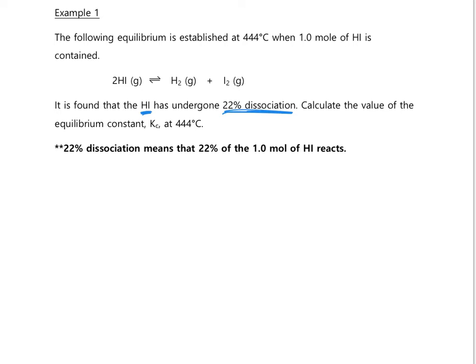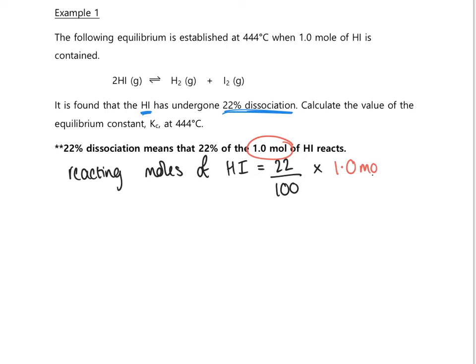So our reacting moles of hydrogen iodide are going to be 22% of the initial number of moles, which is 1. Okay, how do I work out what a percentage of a number is? Well, all I do is put the percentage over 100 and times it by the number. So my initial number of moles is 1, I'll circle it in pink here. What's 22 over 100 times by 1?